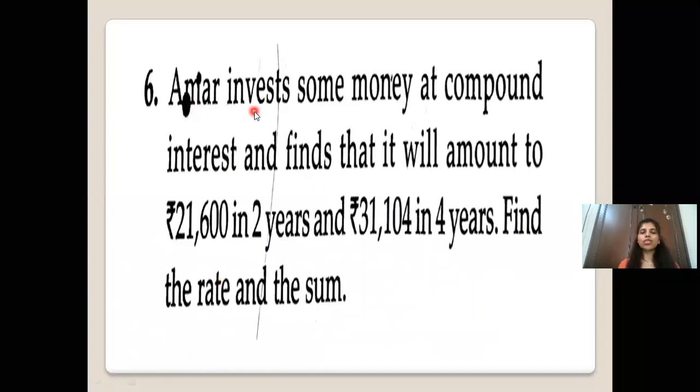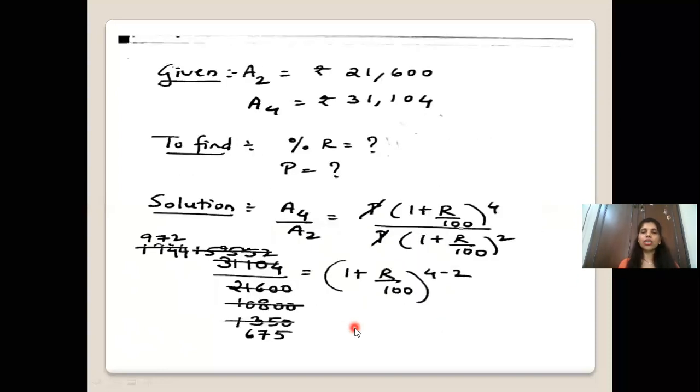In the next question, it is said, Amar invests some money at compound interest and finds that it will amount to 21,600 in 2 years and 31,104 in 4 years. Again, you can see these are non-consecutive or non-successive years. So similarly, as we have done the two sums, you have to find the rate and the sum by using the same formula. A2 and A4 are given: 21,600 for A2 and 31,104 for A4. You have to find the percent rate and the principal.